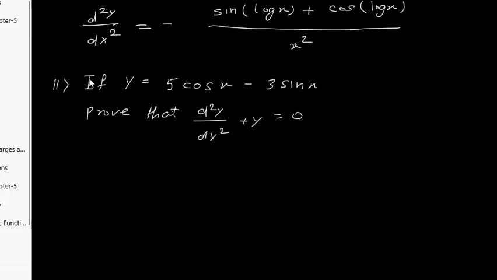Now let us see this 11th question. We have if y equal to 5 cos x minus 3 sin x, then prove that d square y upon dx square plus y equal to 0. So here let us differentiate this y. y is equal to 5 cos x minus 3 sin x.